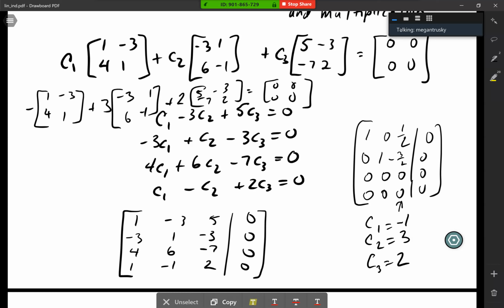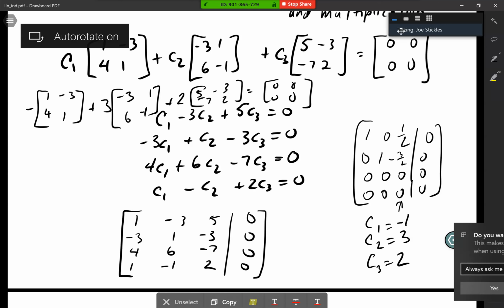So does that mean that it's not linearly independent? That's exactly right. It means it's not linearly independent because we did not get a unique solution to the homogeneous system. We didn't just get the trivial solution. We got infinitely many. Is that okay?